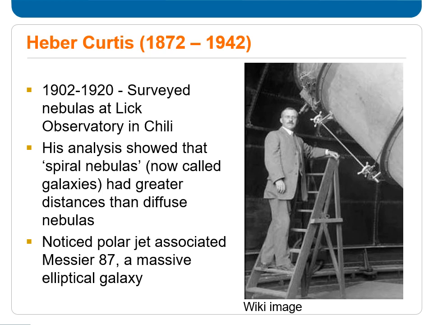From 1902 to 1920, Curtis worked at Lick Observatory, surveying nebulae. In 1912 he was elected president of the Astronomical Society of the Pacific. He investigated the then-called spiral nebulae and became convinced that they were independent star systems. In 1917 he argued that the observed brightness of novae, found by him and by George Ritchie on photographs of spiral nebulae, indicated that the nebulae lay well beyond our galaxy.